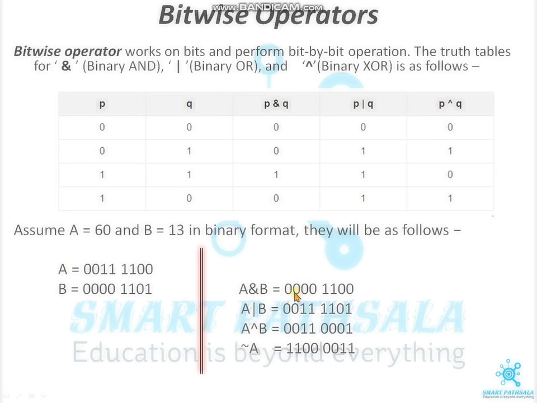Okay, next similarly A or B: 0 or 0 is 0, 0 or 0 is 0, 1 or 1 is 1, 1 or 1 is 1, and the same goes for XOR. Now what is this? This is complement. Now what is complement? Complement is nothing but reversing the bits. That means a 0 bit becomes 1 and a 1 becomes 0. Here, what is the complement of A? A is 0 0 1 1 1 1 0 0. So the complement of A will be 1 1 0 0 0 0 1 1. Okay.